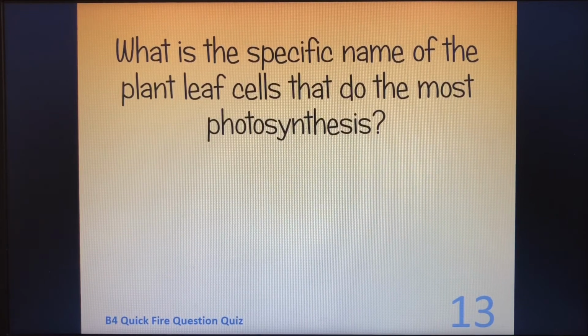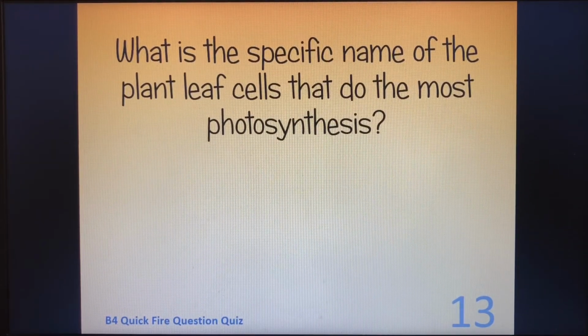Okay, question 13. What is the specific name of the plant leaf cells that do most photosynthesis? Okay, so the specific cells inside the leaf where we see most photosynthesis occur.